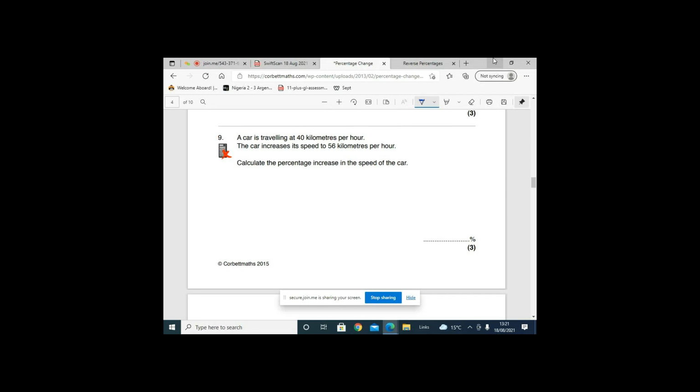When you divide 16 by 40, you simplify it. 16 divided by 40 is 2/5. So now, times 100 is going to be 40%. That's correct.